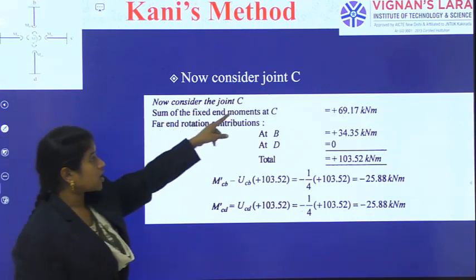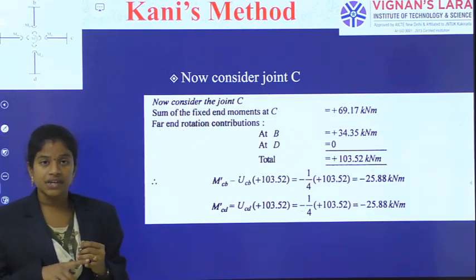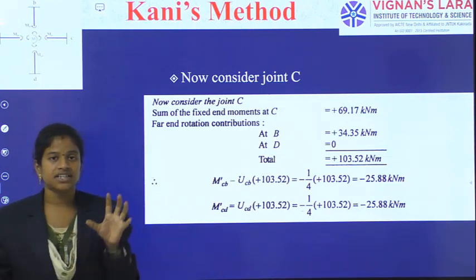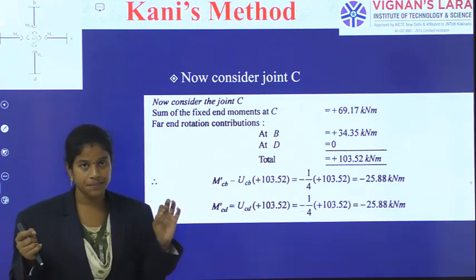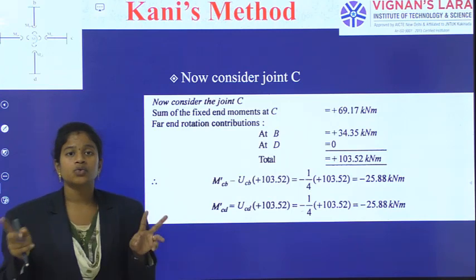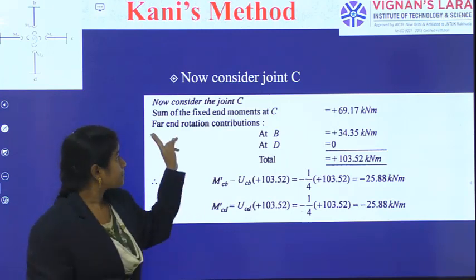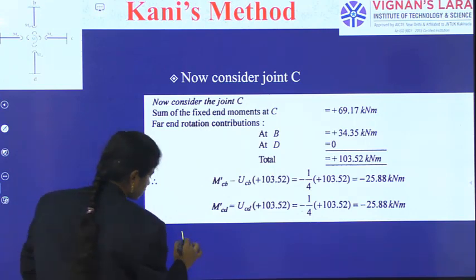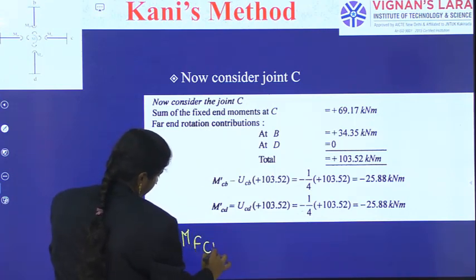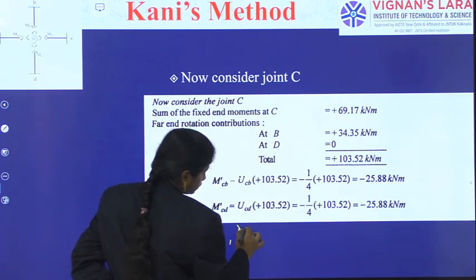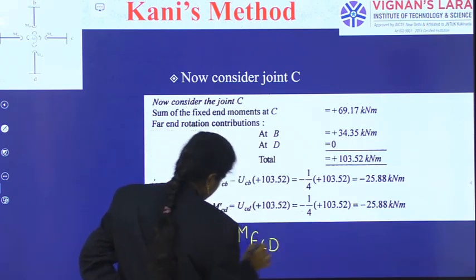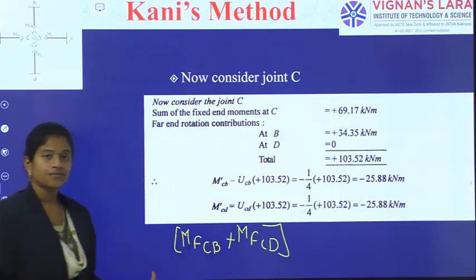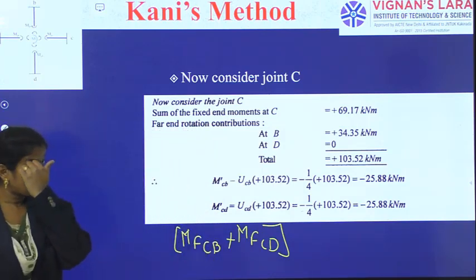So now I am considering the joint C. Again sum of the fixed end moments at joint C, at C towards B, at C towards D. Those sum of the fixed end moments MFCB, MFCD, those two summation I am writing. And the far end contributions, so fixed end moment values, and then the far end contribution.